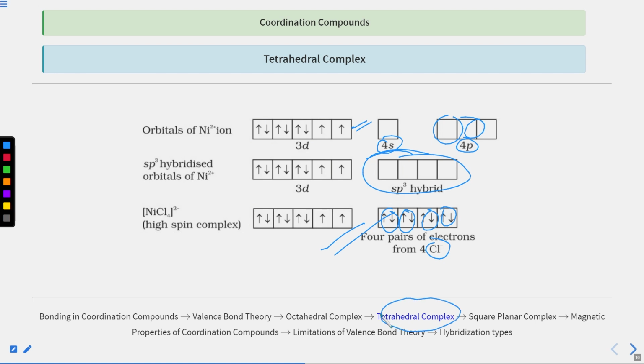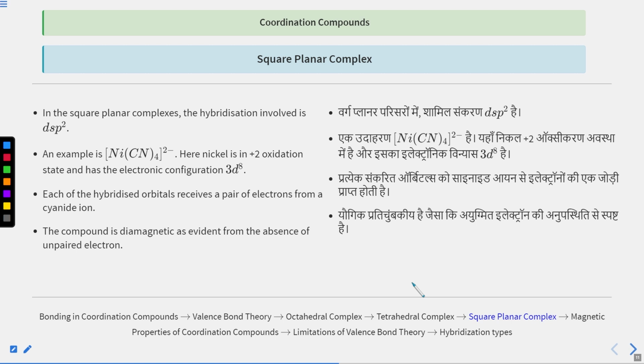Next, let us move to square planar complexes. The difference between square planar complexes and tetrahedral complexes is that in square planar complexes, the electrons in the orbitals get paired up. So Ni(CN)4, if you calculate the oxidation state, it will again be +2, and +2 oxidation state means d8 configuration. Now what will happen in the case of nickel? The two unpaired electrons will get paired up because of the presence of a different ligand, that is cyanide. So this cyanide will pair up these electrons and it will result in zero unpaired electrons.